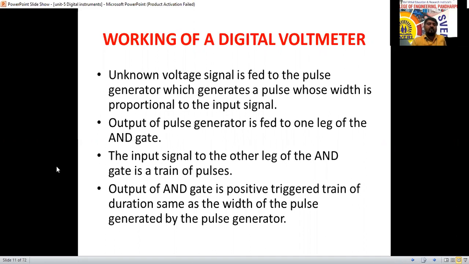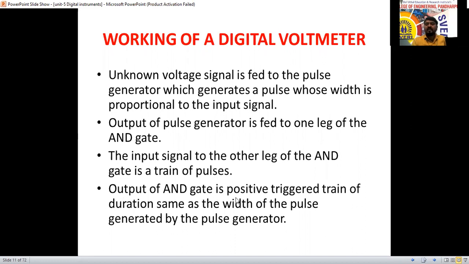So for the AND gate, we have taken one input from the pulse generator and another from the train of pulses. Then the output of the AND gate is a positive trigger train. Here one is there, then there one is there, that is a positive trigger. Then what will happen?